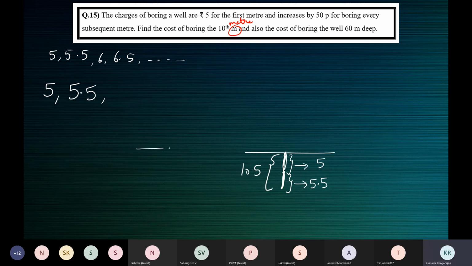This is the ground level. First meter below the ground. Second meter below the ground. This is the first meter. For boring this one, 5 rupees. This is the second meter. For boring this one, 5.5 rupees. So the cost for boring 2 meters is 5 plus 5.5, 10.5.